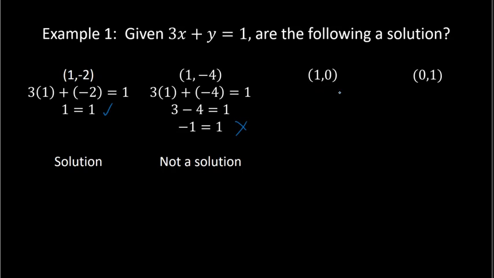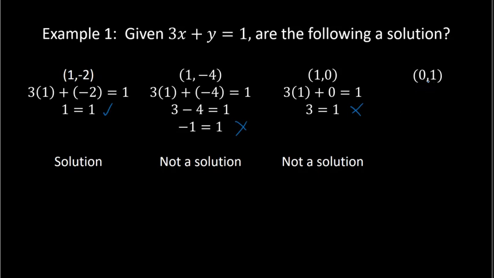And we could do this for 1, 0 and for 0, 1. So we plug a 1 in for x and a 0 for y. We have 3 times 1 plus 0 equals 1. That would be 3 plus 0, which is 3 on the left side. 3 is not equal to 1. That is a false statement. Therefore, 1, 0 is not a solution.